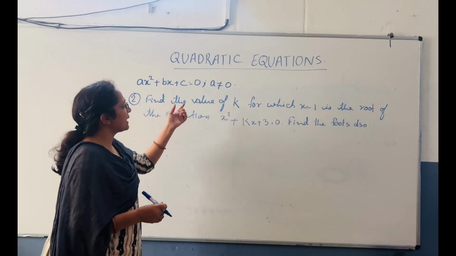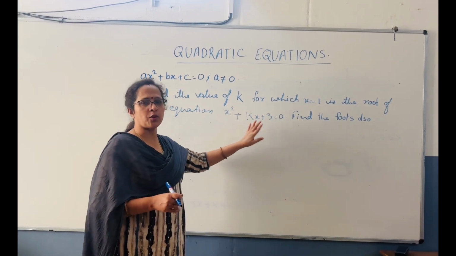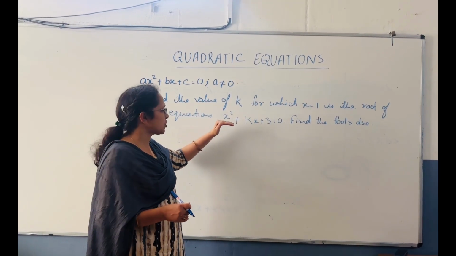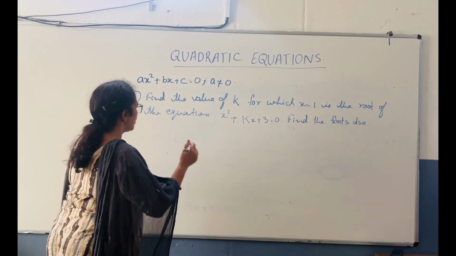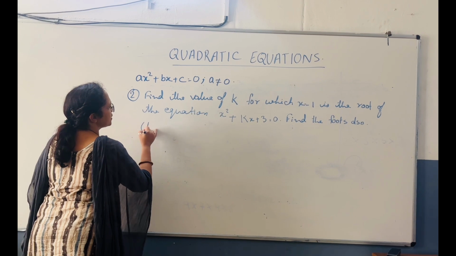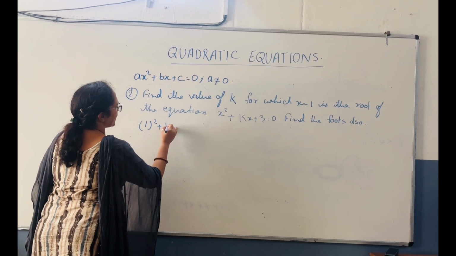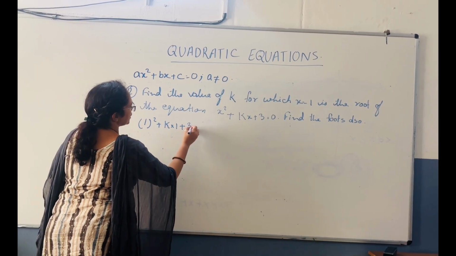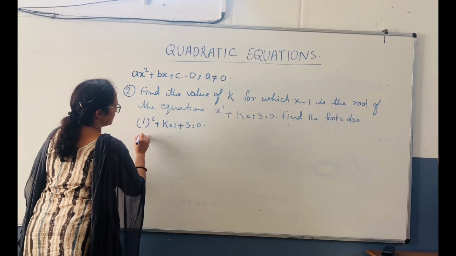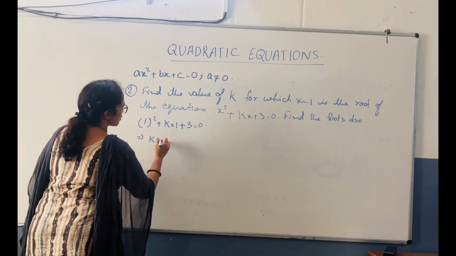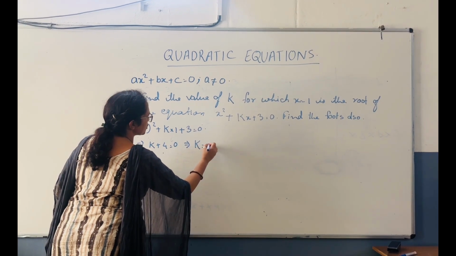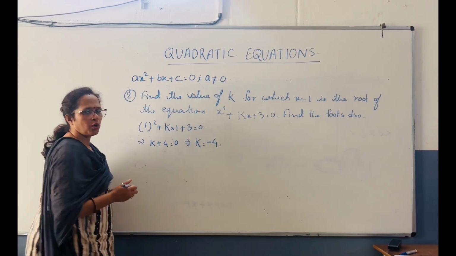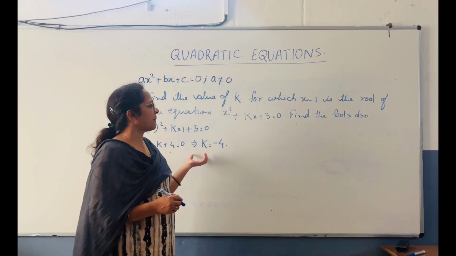What has been told is that 1 is the root of the equation. It means whenever we put 1 at the place of x, the equation is satisfied. So I am taking 1 square plus k into 1 plus 3 is equal to 0. So k plus 4 is equal to 0. So what do we get for the value of k? That is equal to minus 4. So the value of k will be minus 4.